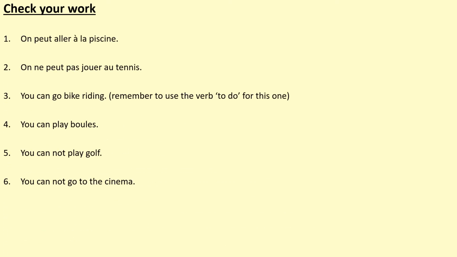And so here are your answers to check your work. Numéro 1, you can go to the swimming pool. Or one can go to the swimming pool. In English, we tend to say you can go to the swimming pool because one can, which is what it literally means and what the key aspect of your lesson was last time. It sounds really formal, so we tend to use you can instead.